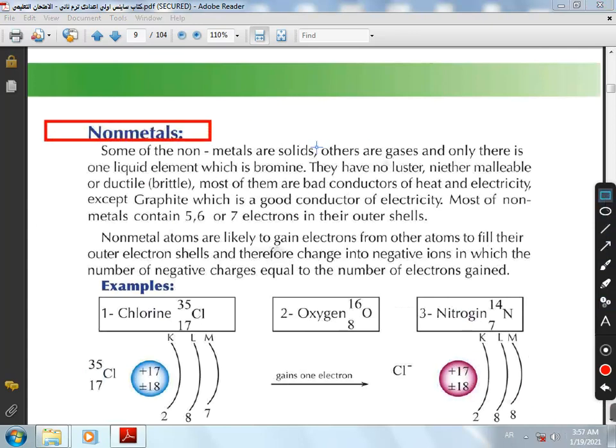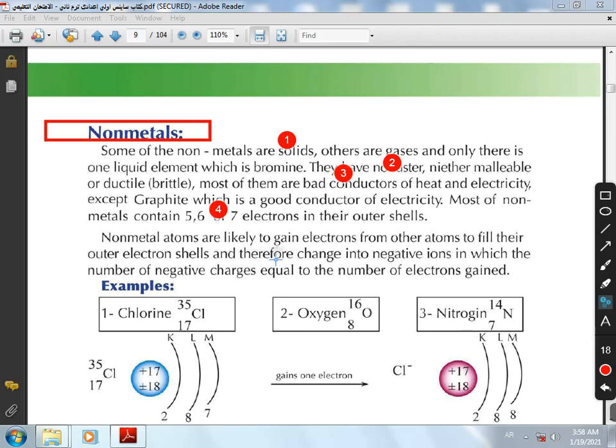Some of nonmetals are solids, others are gases, and we have only one liquid, which is bromine. Number 2, they have no luster. If we have a piece of carbon, it has no luster. Number 3, most of them are bad conductors of heat and electricity. Number 4, the outermost energy level contains 5 or 6 or 7 electrons.